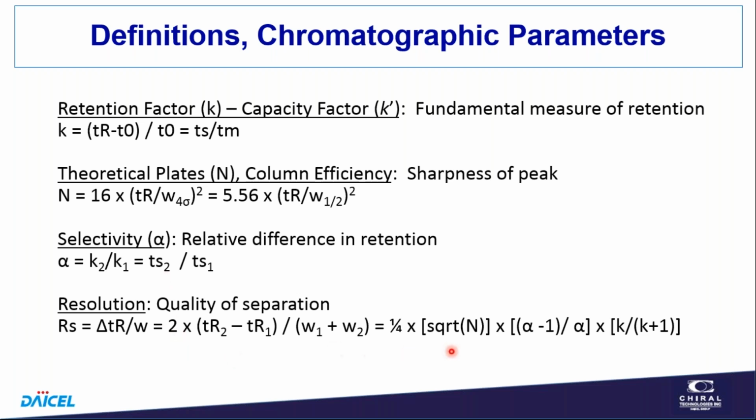And as I indicated, this is a resolution equation. And as we'll see, this is just column efficiency. So this is related to the stationary phase. The selectivity is related to the mobile phase and the chiral stationary phase, and also the retention. These are still independent parameters. It's just that these two changes can affect these parameters differently. And all of these are related to temperature.